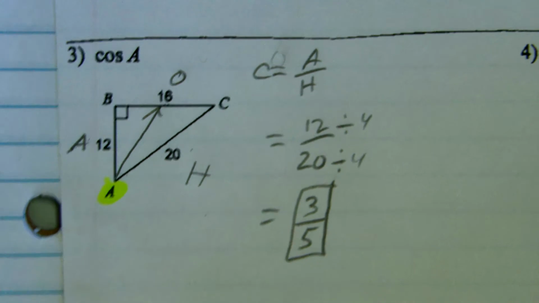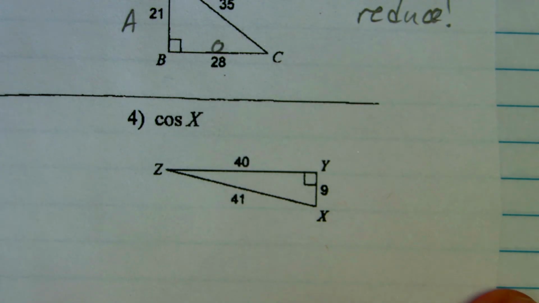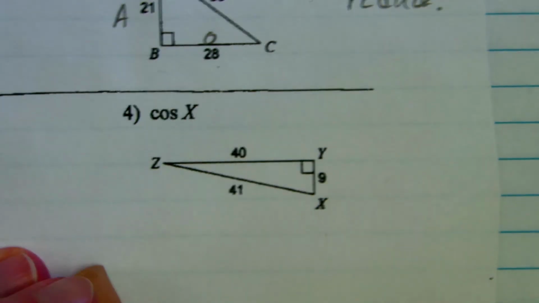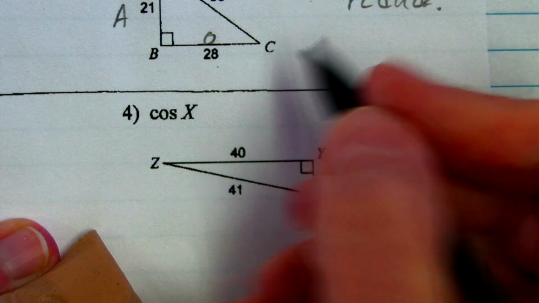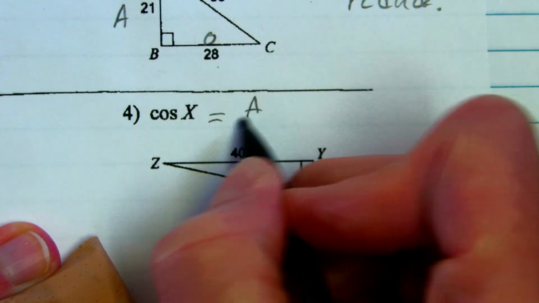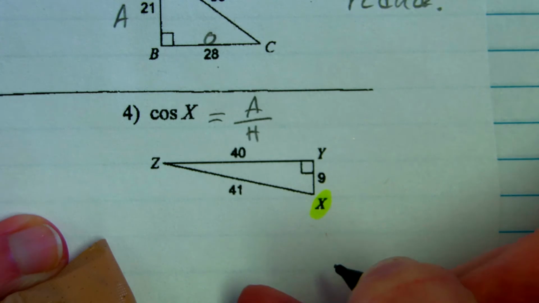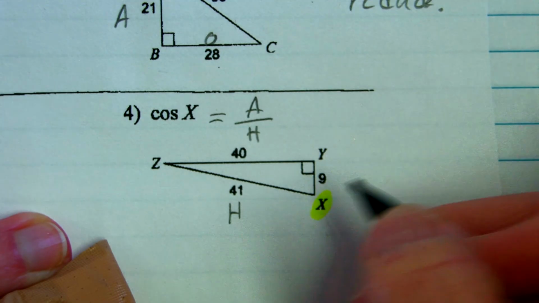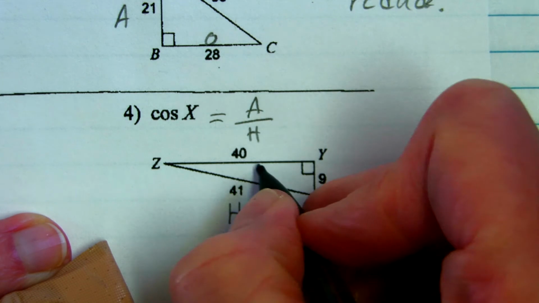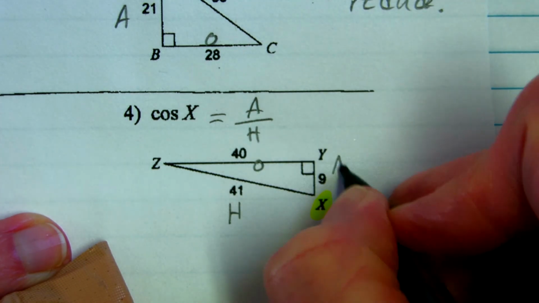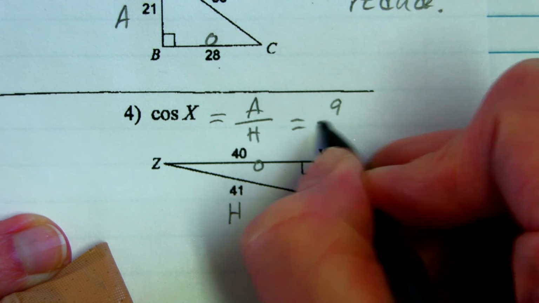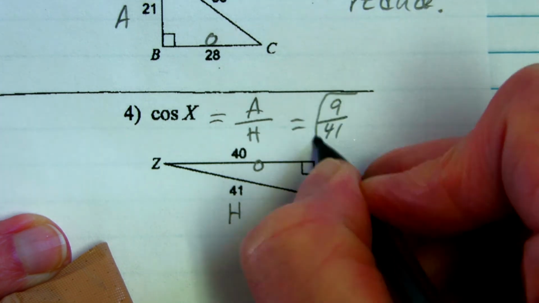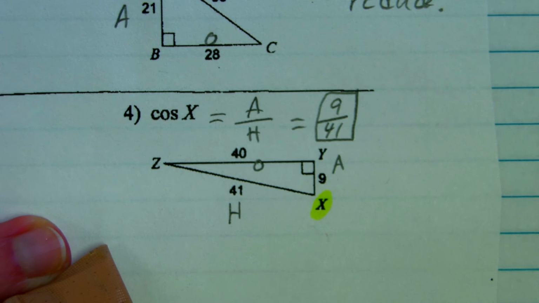All right, and then last but not least, another cosine problem. Here is angle X. They want cosine of X, and cosine is adjacent over hypotenuse. So if I'm looking, 41 is my hypotenuse, 40 would be my opposite, and this 9 over here would be my adjacent. So I would have 9 over 41. And 41 is prime, so I know that that does not reduce.